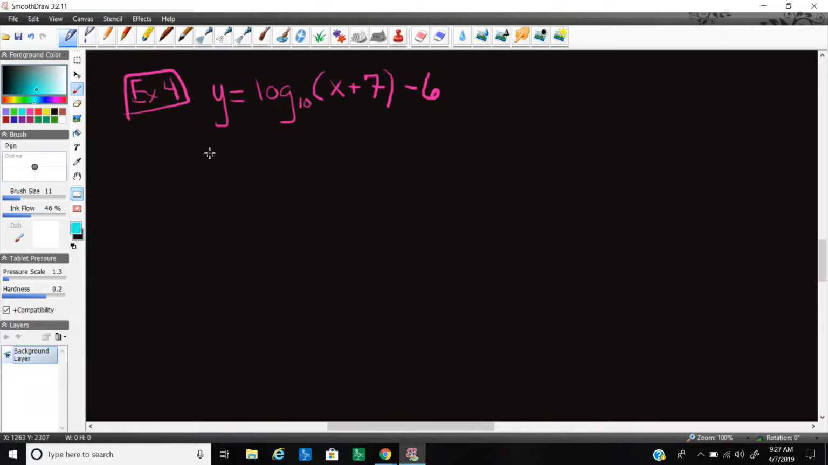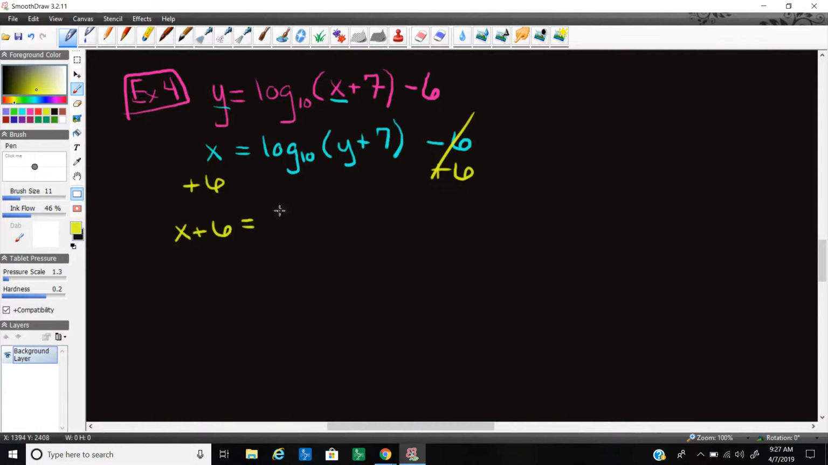Okay, so let's go ahead and do the first step. The first step is to switch x and y. So x equals log base 10 of y plus 7, and then minus 6 on the side. As noted previously, we have an extra term out here, so we're going to get rid of it by adding 6 to both sides. And that gets rid of it for us. So we're left with x plus 6 is equal to log base 10 of y plus 7.